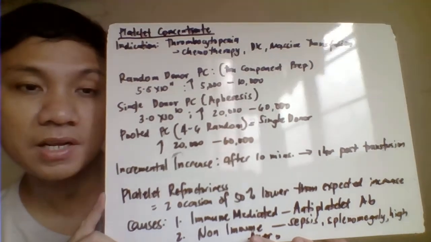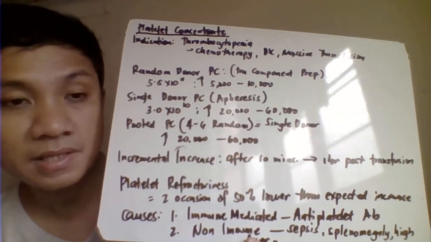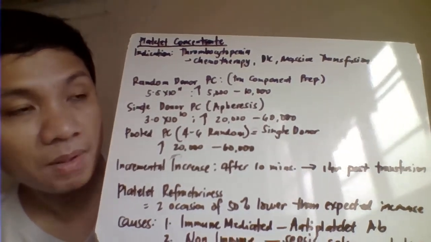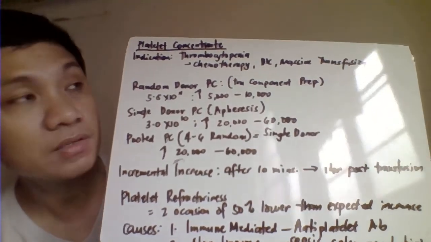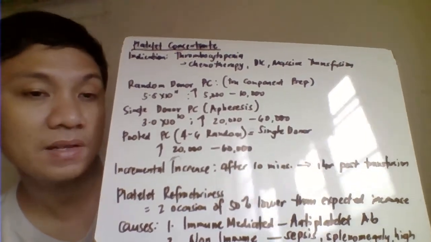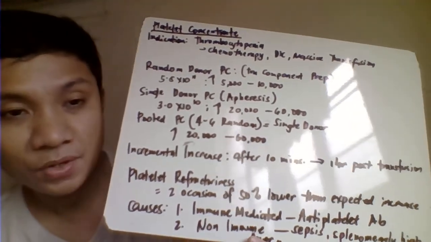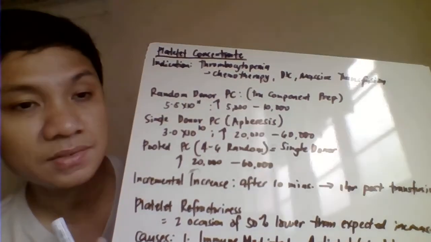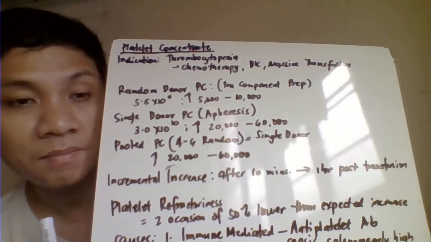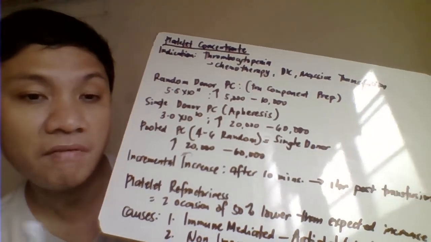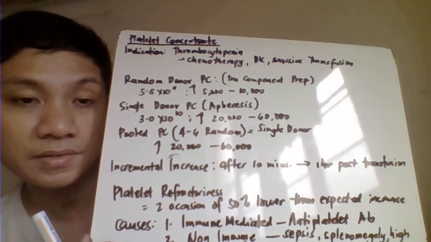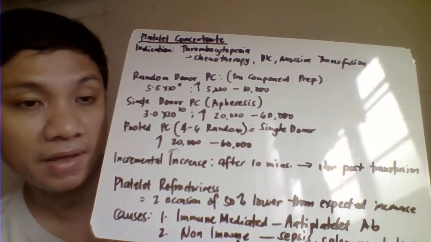Okay, the next one, we have platelet concentrate. The platelet concentrate is indicated primarily for patients having thrombocytopenia. Thrombocytopenia may be induced by chemotherapy, DIC, or even massive transfusion. We have 2 types of platelet concentrate. One is the random donor, which can be prepared through component preparation by a light spin followed by a heavy spin. And we also have the single donor platelet concentrate, which is prepared through apheresis.